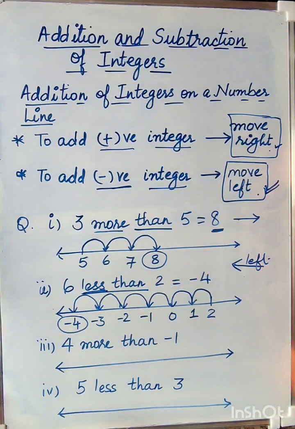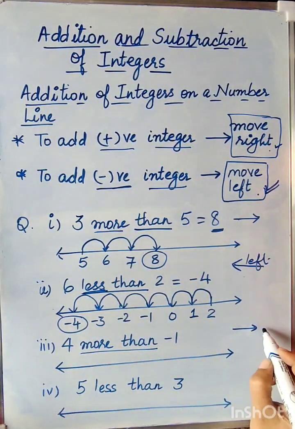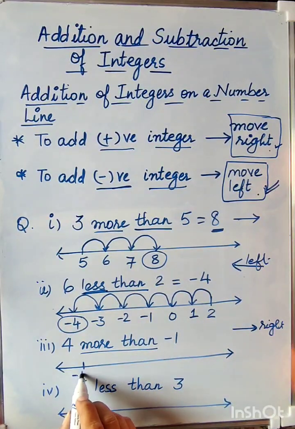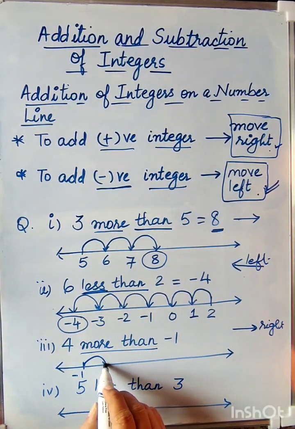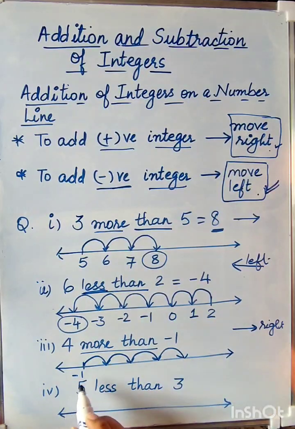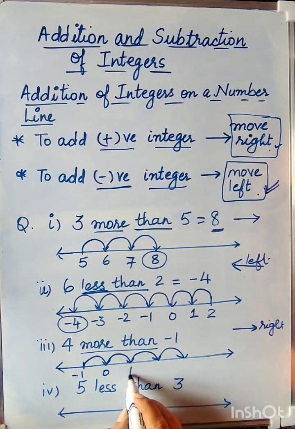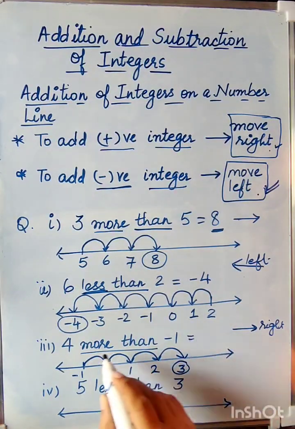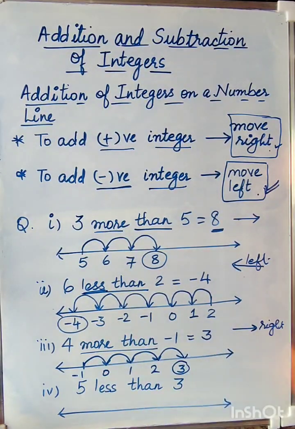In the third part, we have to tell 4 more than -1. 4 more than, again, we will move to the right side. So 4 more than -1. That means -1 we will place here and we will move 4 steps further. 1, 2, 3 and 4. So after -1, this will be 0, 1, 2, 3. So we have reached the position 3. Therefore 4 more than -1 is 3.